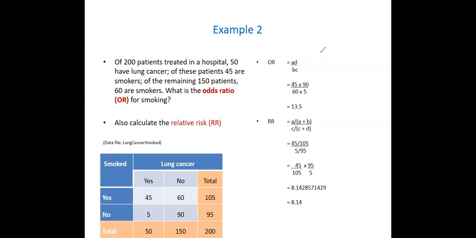You say the risk of smoking among the lung cancer is 45 over 50. Then the risk of not smoking is 5 over 50. Do you understand that? Yes, sir. The odds will be risk over 1 minus risk. This 5 over 50 is the same thing as 1 minus 45 over 50. Do you agree with that? Yes. If you remove 45 over 50 from 1, it will be 5 over 50.